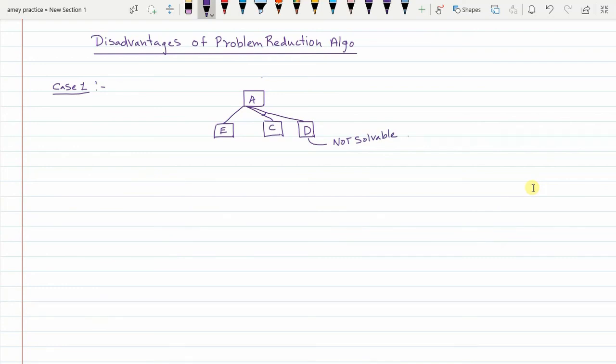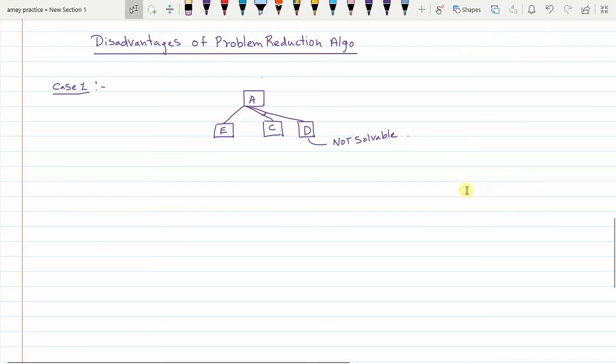Now a node is said to be not solvable if it is a leaf node and it is also not the goal node. So if a node is a leaf node and it is not a goal node, then that node is called not solvable or unsolvable, right?